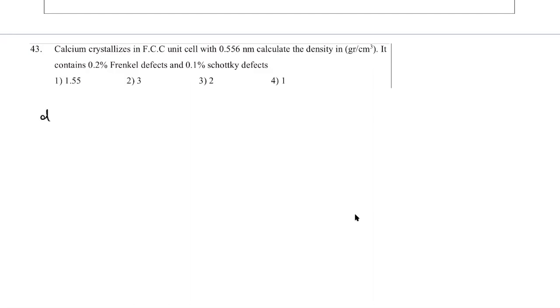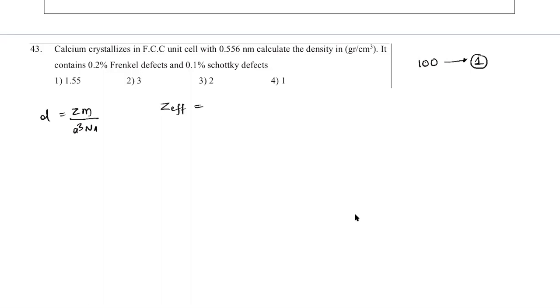See, normally density is ZM by a cubed into Na. Now this Z effective is changing because there are some defects. Frenkel defect does not make any difference because in Frenkel defect only the cation gets dislocated, but it is not lost. But in Schottky defect, one atom is completely lost. Correct. So what it is saying is, out of every 100 atoms, one is lost.